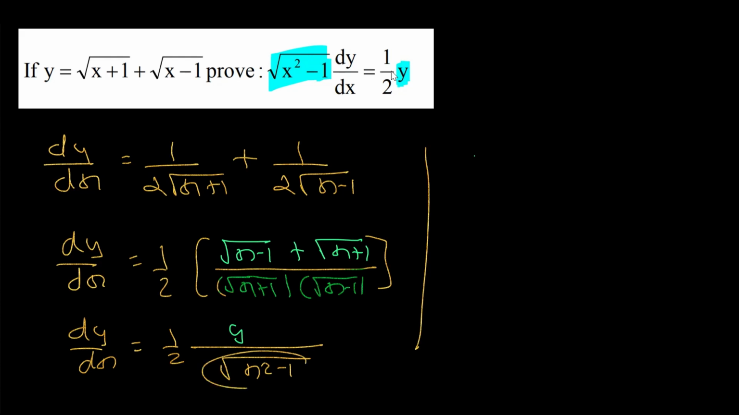One more step: I'm going to transpose this to the left hand side. This is under root x square minus 1 is equal to half times y. Oh, there is a dy by dx which I missed. On transposing to the left hand side, it will be multiplied with dy by dx, and then half times y. This is how we will prove it.